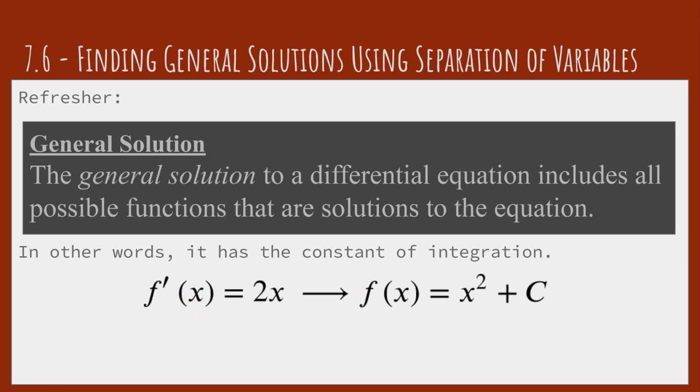Notice that the general solution here has this constant of integration in it. So no matter what that c is, when we take the derivative of this function, the derivative of the plus c goes away, and so f prime of x is going to be 2x. So it's a family of solutions, and I say a family because it's a whole bunch of solutions, infinitely many of them actually, that all have the same derivative.